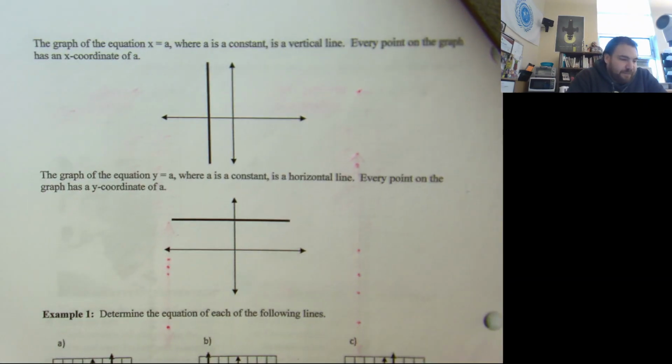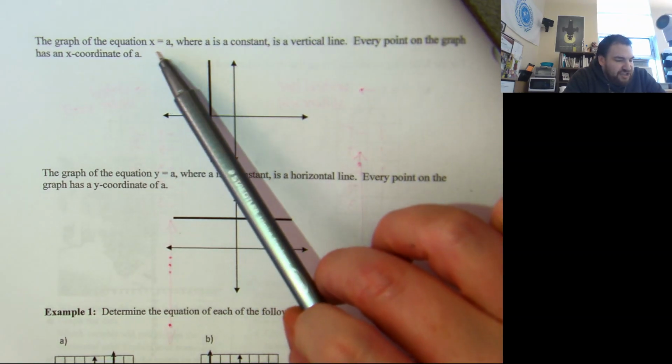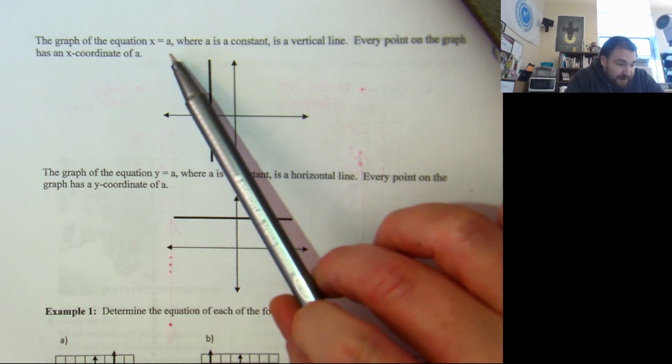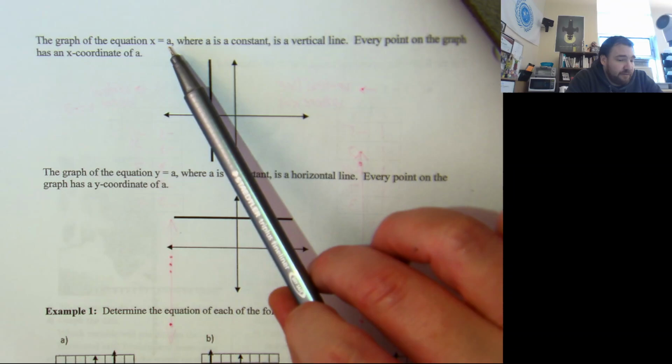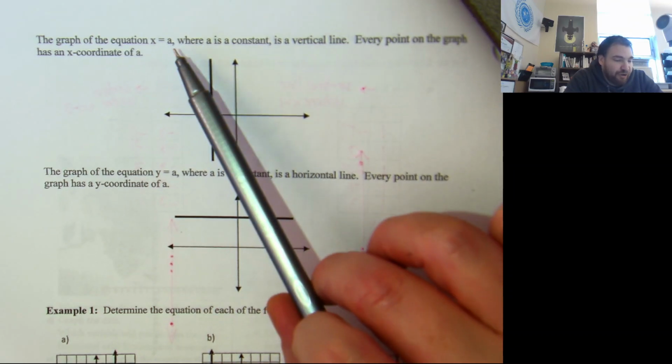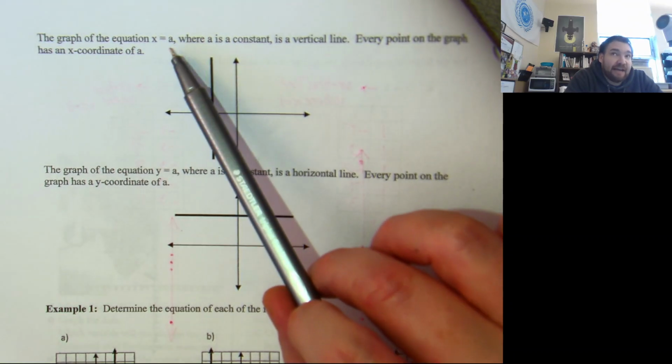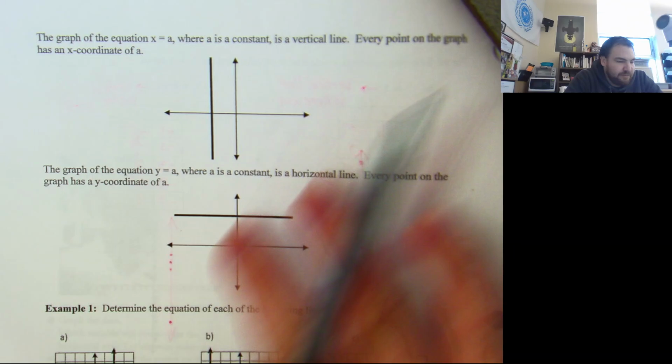Here it is. The graph of the equation X equals A, where A is a constant. So some number, any number. Pick a number for A. That will always be a vertical line. Every point on this line is going to have that X coordinate, whatever that number is.